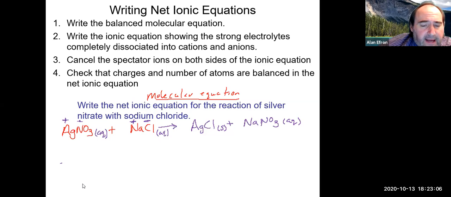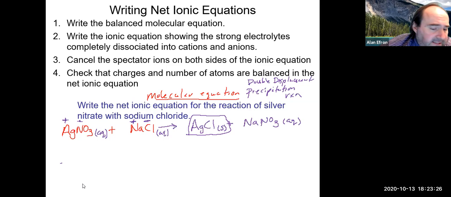Now, this reaction is again under the big umbrella of double displacement reactions. It can also be classified as a precipitation reaction because it made a precipitate. They are both perfectly good classifications of this reaction. And as you can see, you can definitely have more than one classification for a reaction, depending on what you're looking at. So what we just wrote was the molecular equation.